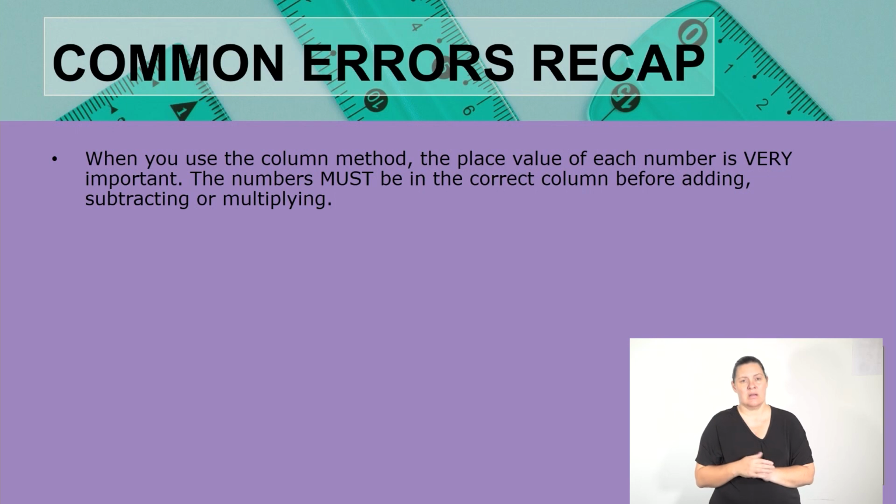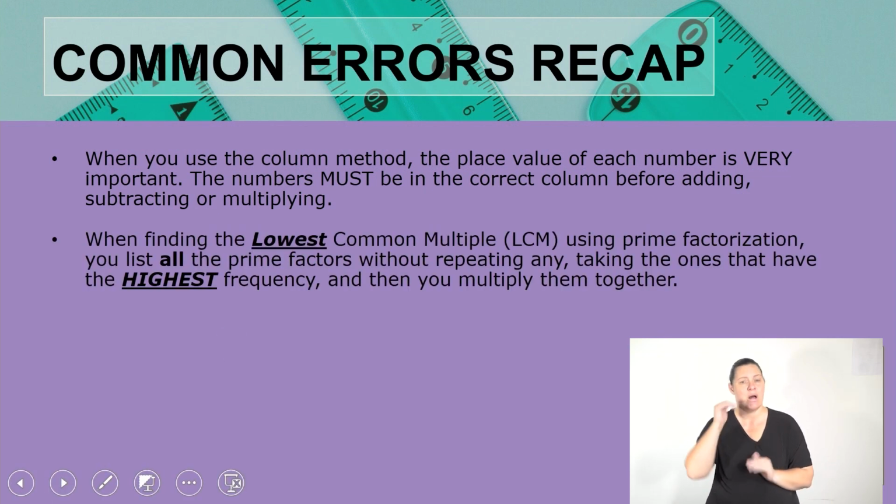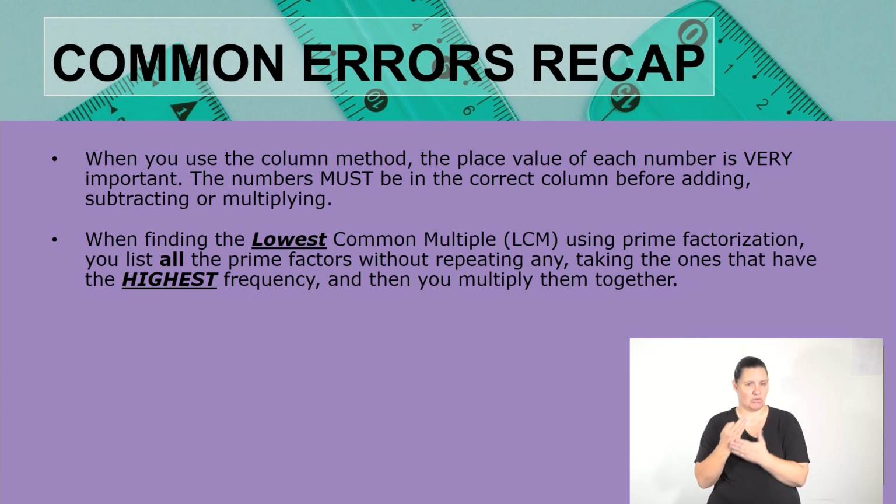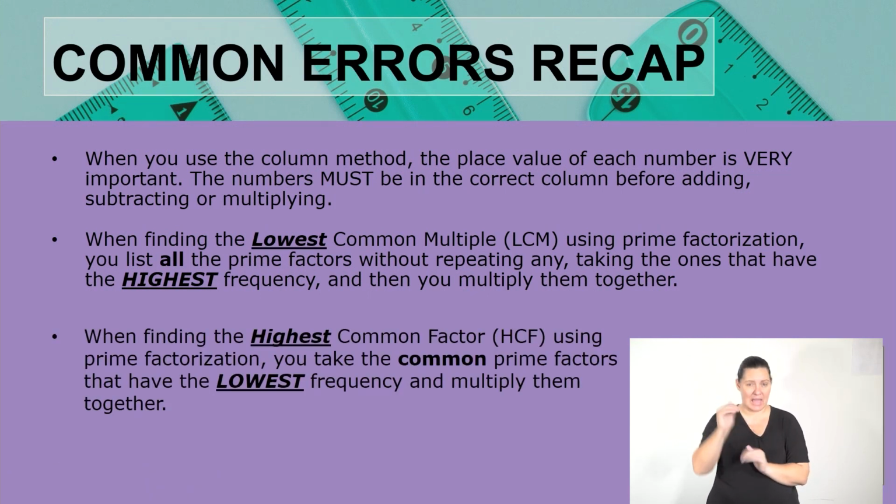So remember, when we are working with whole numbers, you just need to look out for a few common errors. When you use the column method, the place value of each number or digit is very important. The numbers must be in the correct columns before adding, subtracting, or multiplying. Just remember that. Then, when finding the lowest common multiple using prime factorization, you list all the prime factors without repeating any, taking the ones that have the highest frequency or the ones that appear the most, and then you multiply them together. Then, when finding the highest common factor, which is the HCF, using prime factorization, you take the common prime factors that have the lowest frequency and multiply them together.